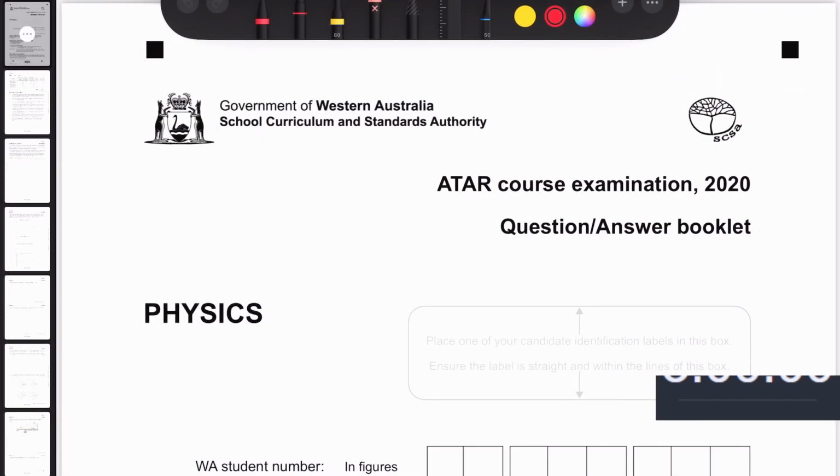Today we'll be doing the 2020 WACE physics exam. I'm just gonna get my formula sheet out, and then we'll get started. Formula pages out, get my calculator, 3 hours on the clock. Ready to start, let's go.